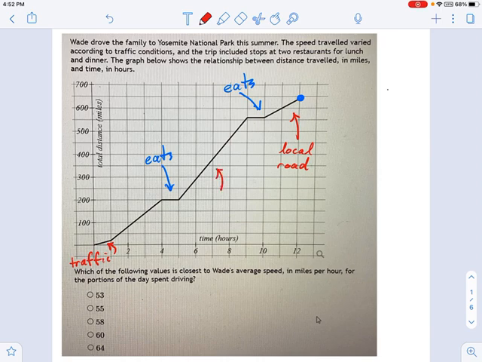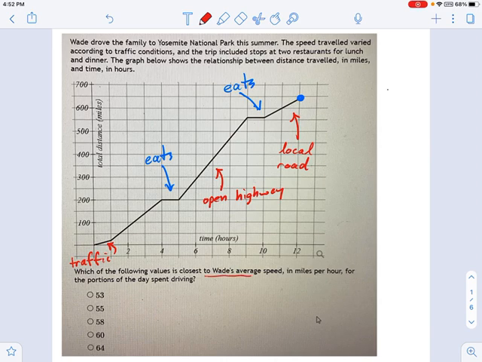Whereas over here, see that steep line? That means you're making a lot of mileage in not a whole lot of time. This might be open highway. Okay, they hit a nice stretch where they made good time. So interesting things from the graph. Let's get to answering the question.